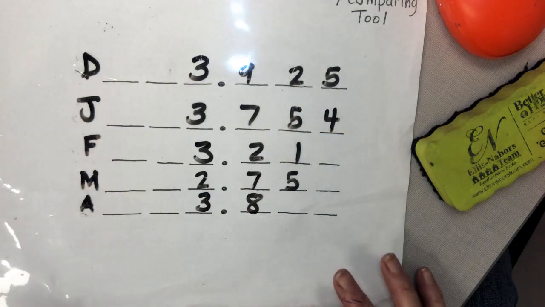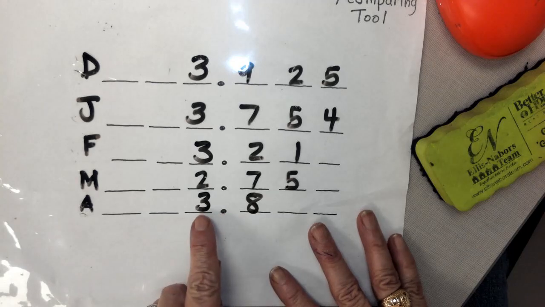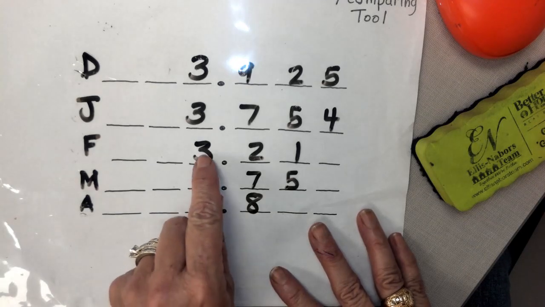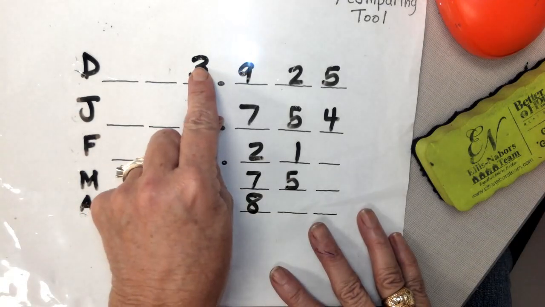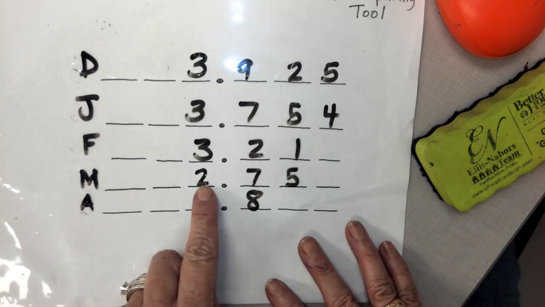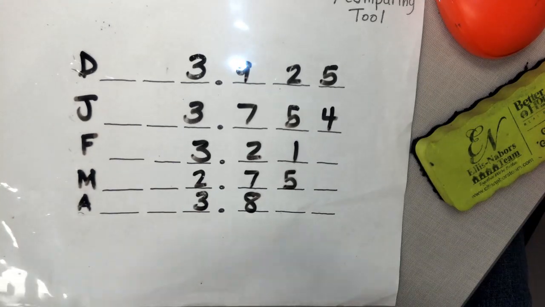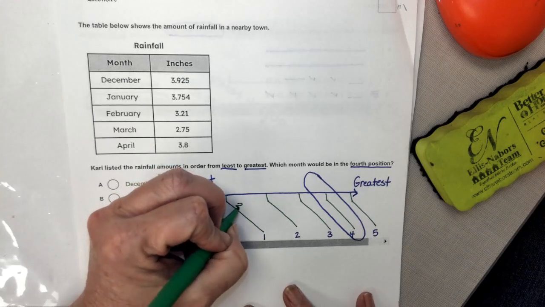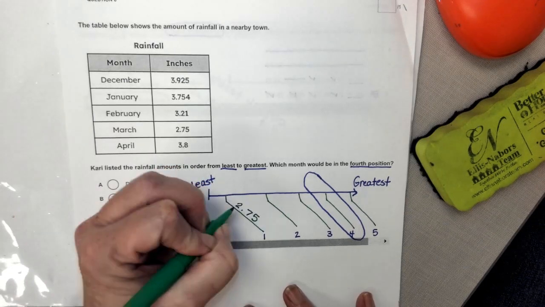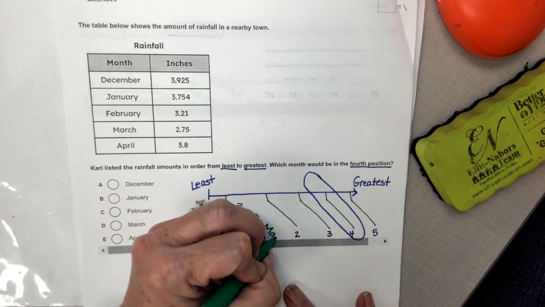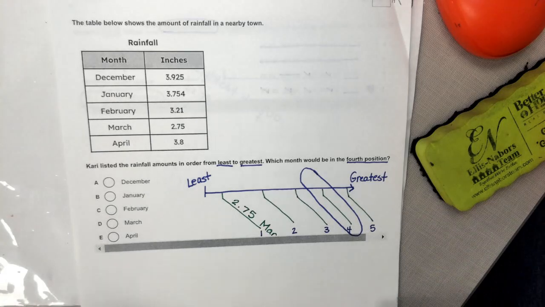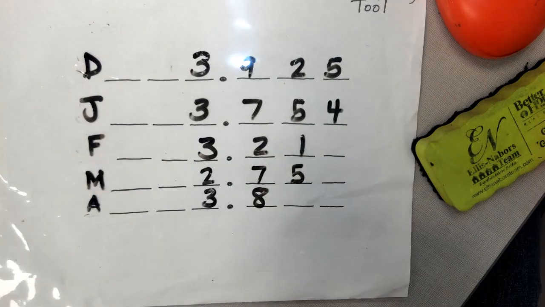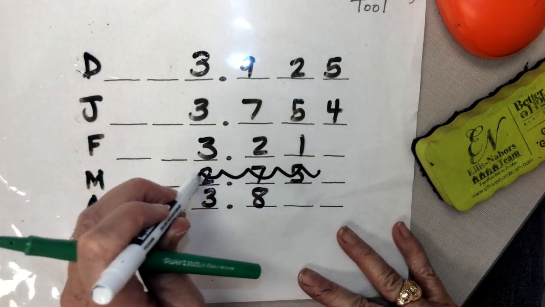Alright, boys and girls, so as we look at these numbers and we're looking for the smallest value, I have 3, 2, 3, 3, 3. So obviously 2 is going to be the smallest amount. So I'm going to put that on my chart right now. 2 and 75 hundredths, and that happens to be March. Alright, I'm going to cross that off so I don't try to reuse it again.